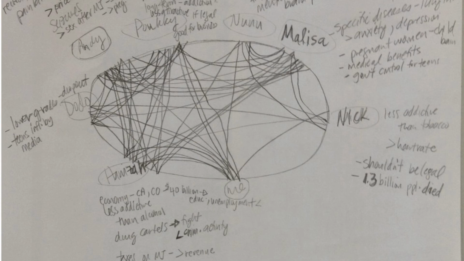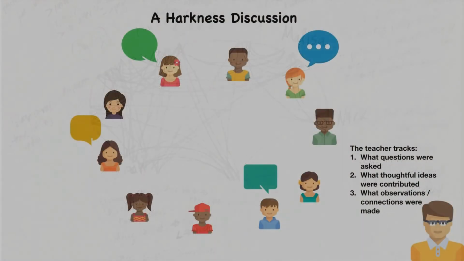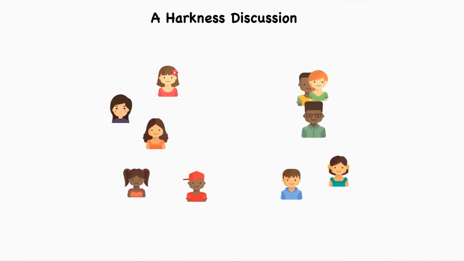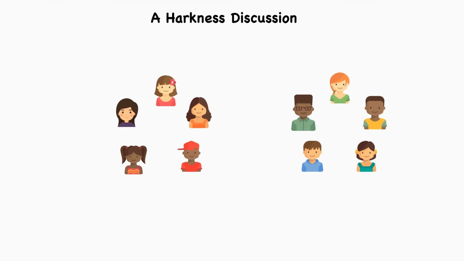The ideal size of a Harkness discussion is about 15 students, but I have found that it works even better to have students in groups of 5 to 6. But I would do this only when students are already familiar with the process.